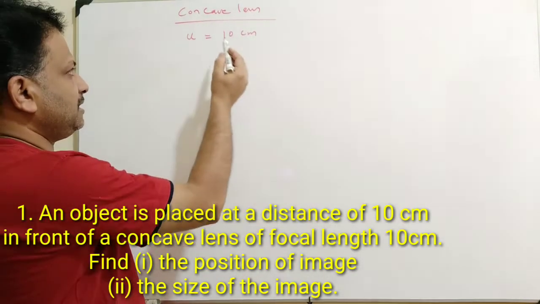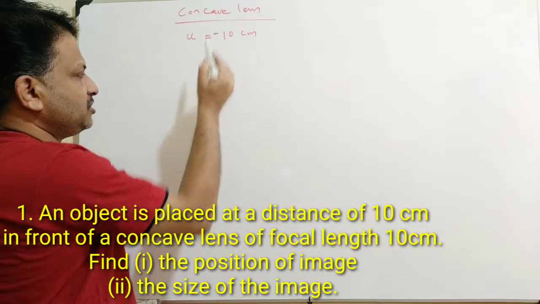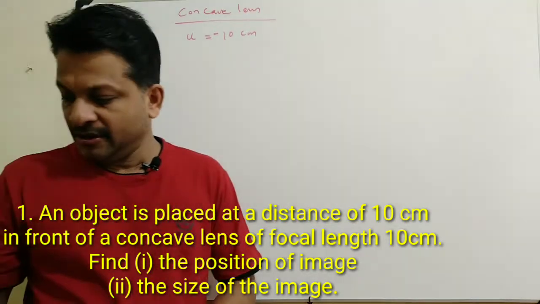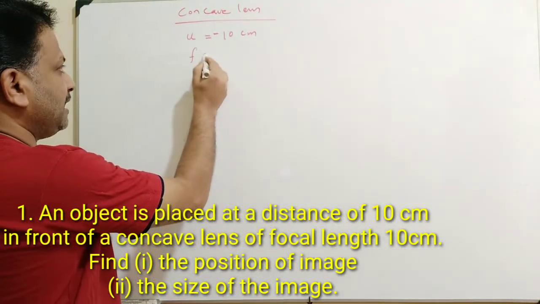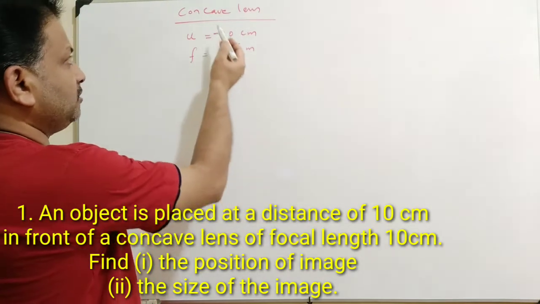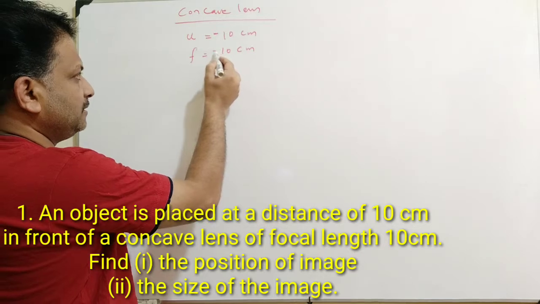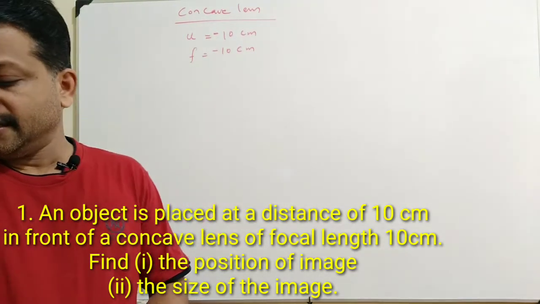So object distance is always negative in case of a concave lens. Apply the sign convention, -10. Okay. And the focal length is also given as 10 centimeter. You know the focal length of a concave lens is also negative. So mark it as negative, -10 centimeter. Okay. Now what you have to find out?